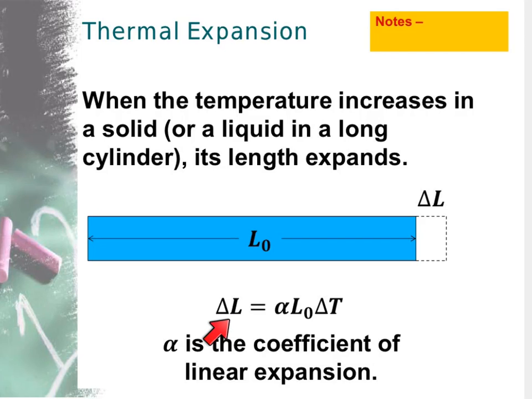The change in length of an object is equal to a constant alpha times its original length times the change in temperature. And we call this alpha the coefficient of linear expansion. And for different materials, this coefficient is a different number. And certainly when we are working with thermal expansion, you're definitely going to get a list of coefficients of linear expansion for different materials.